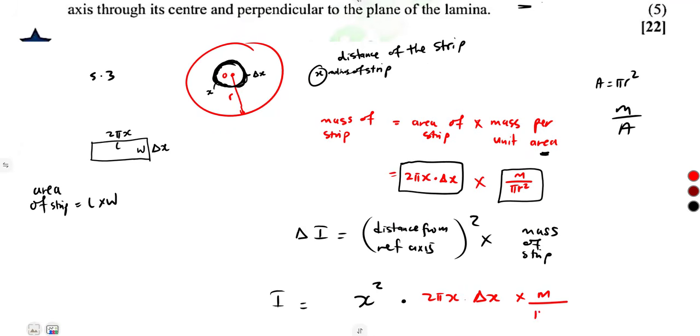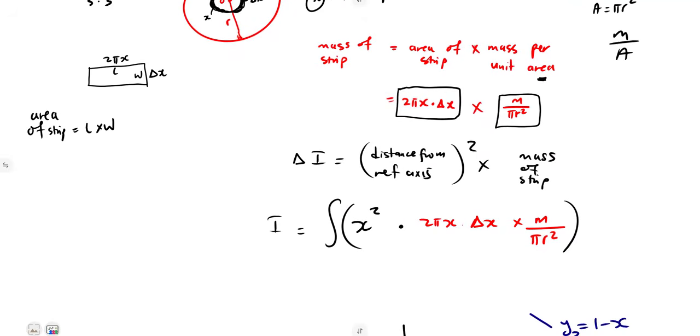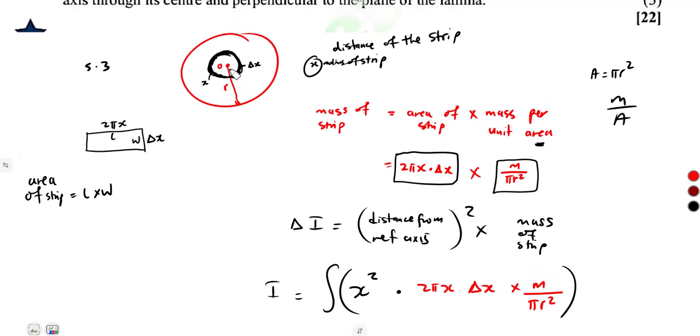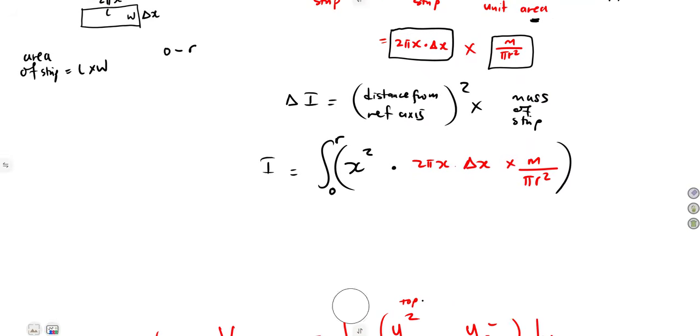M over what? Pi r squared. So this is what you're going to integrate with respect to x. Delta x integrated with respect to x, you've got your moment of inertia. The limits are the radius of the circle, so that's from 0 to r. These are your limits now. So let us integrate, guys, and see.